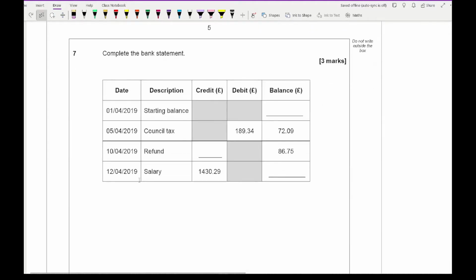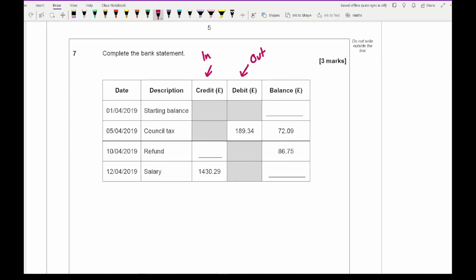Now moving on to question 7, which looks at a bank statement. So for this question, what we need to recognize is that credit is where you are getting money, debit is where you are losing money. So credit is money going in, debit is money going out.